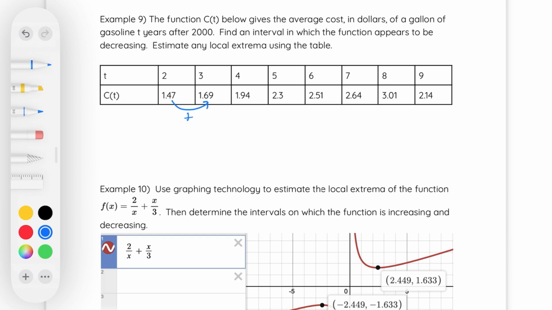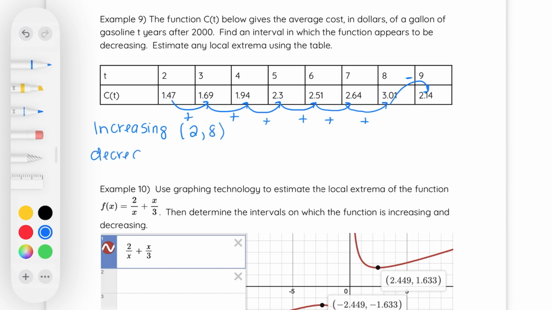So notice that we're increasing, getting larger. Our y values are getting larger as our x values are getting larger. Uh-oh, now we are decreasing as our x values get larger. So we are increasing from 2 to 8, and then we switched to decreasing from 8 to 9. We don't know what happened after that, so we can't make assumptions.